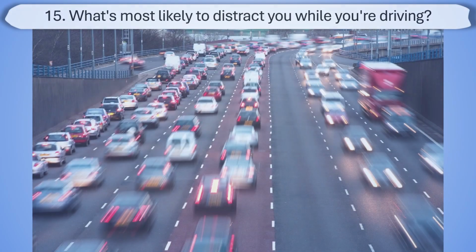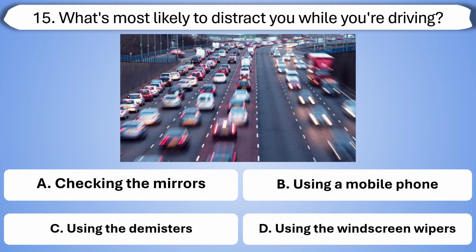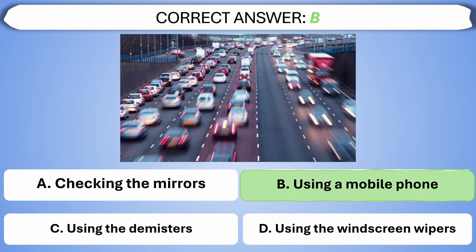15. What's most likely to distract you while you're driving? A. Checking the mirrors. B. Using a mobile phone. C. Using the demisters. D. Using the windscreen wipers. The correct answer is B. Using a mobile phone.